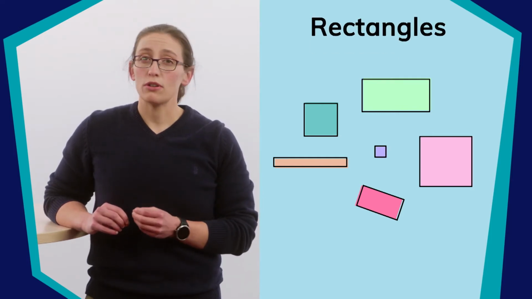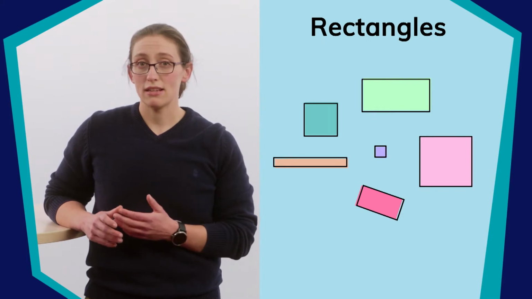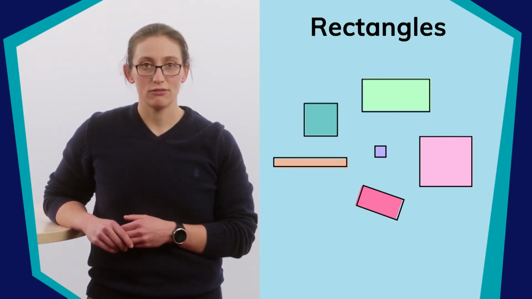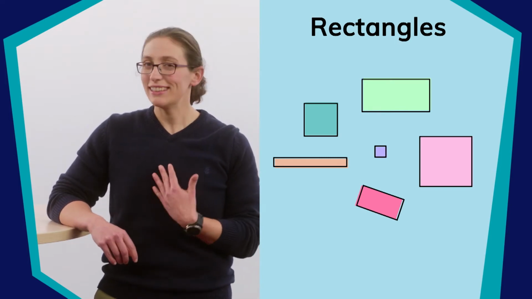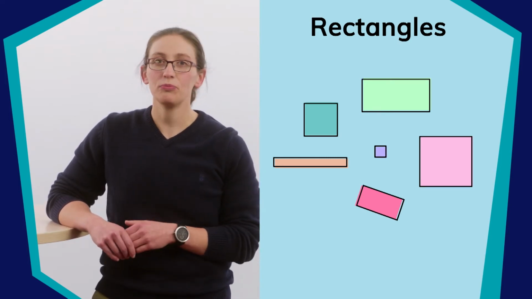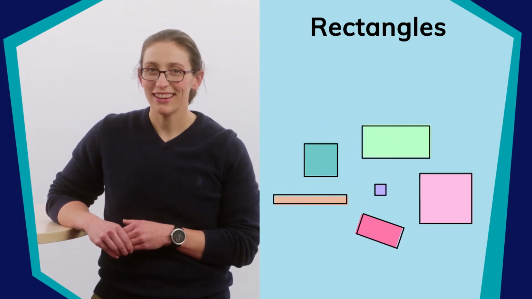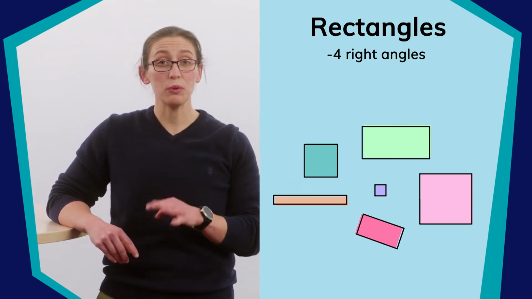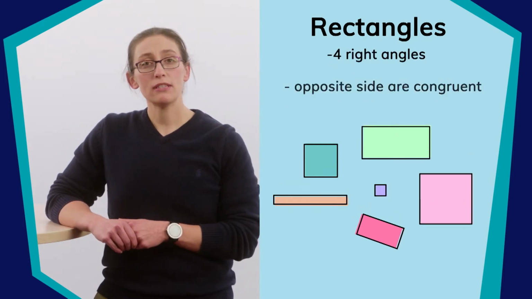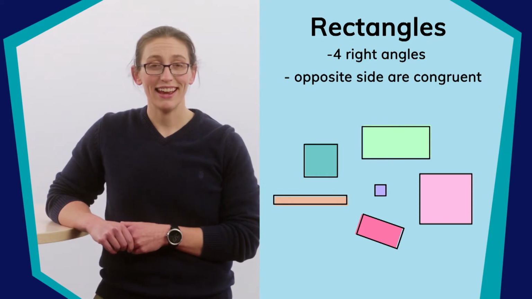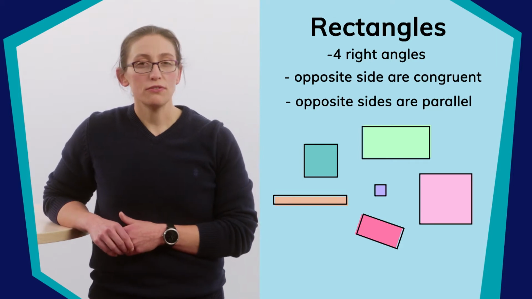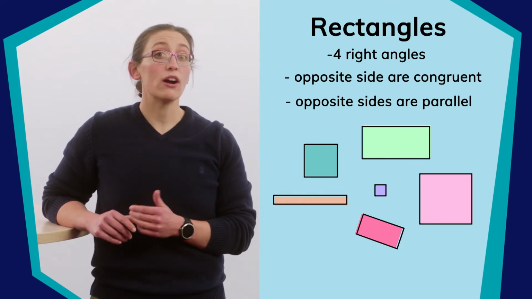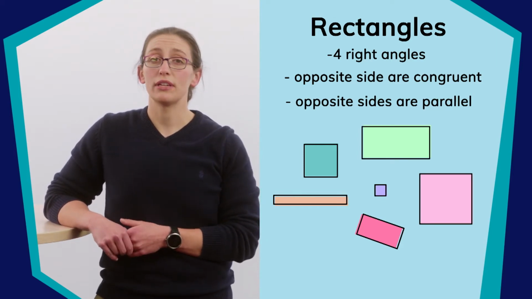For now, we're going to focus on rectangles. So what makes a rectangle a rectangle? Tell someone around you what you know about rectangles, and tell me too. Yeah, definitely has four right angles, opposite sides are congruent, and opposite sides are parallel. So let's shift these into a group where all of these traits are included.